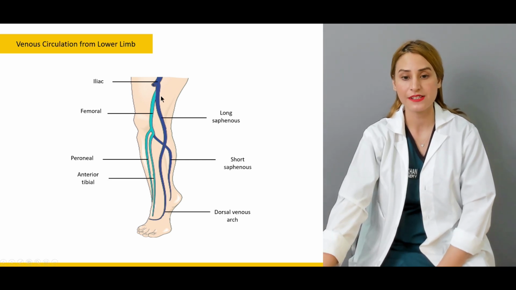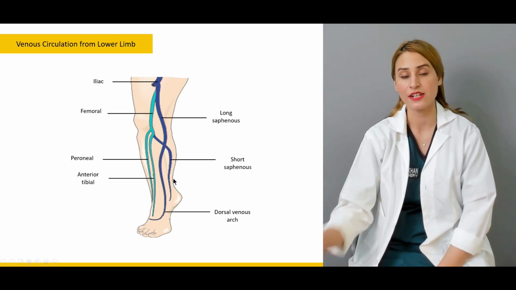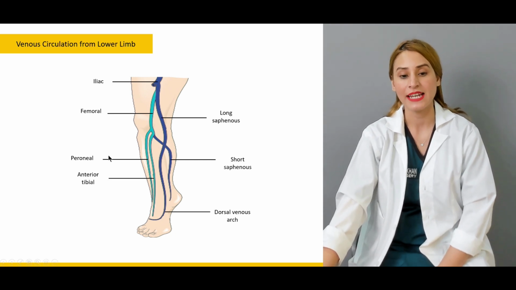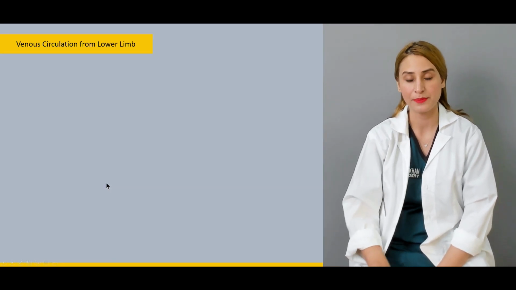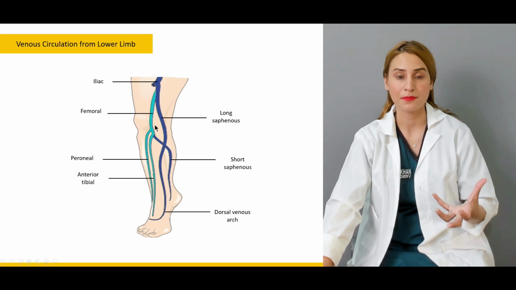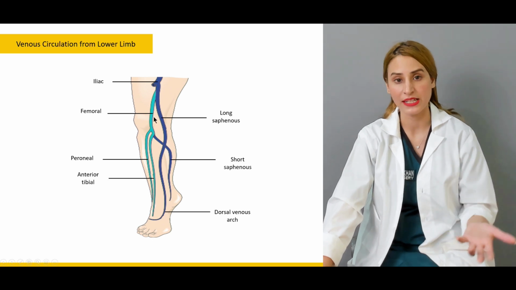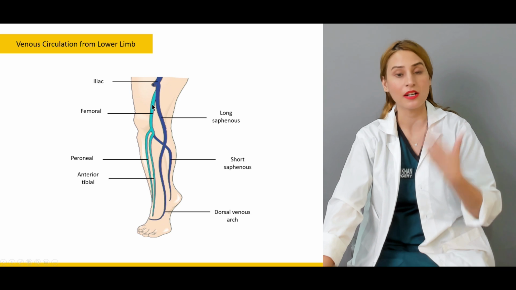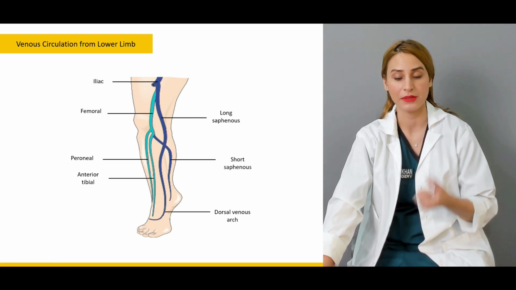And you can see here this is the long saphenous, which is medial, and this is the short saphenous, which is located most laterally. So you can say that the anterior tibial, posterior tibial, and the peroneal are coming up and joining, forming the popliteal vein, and the popliteal vein then drains into the femoral vein, and the femoral vein drains into the common iliac vein.